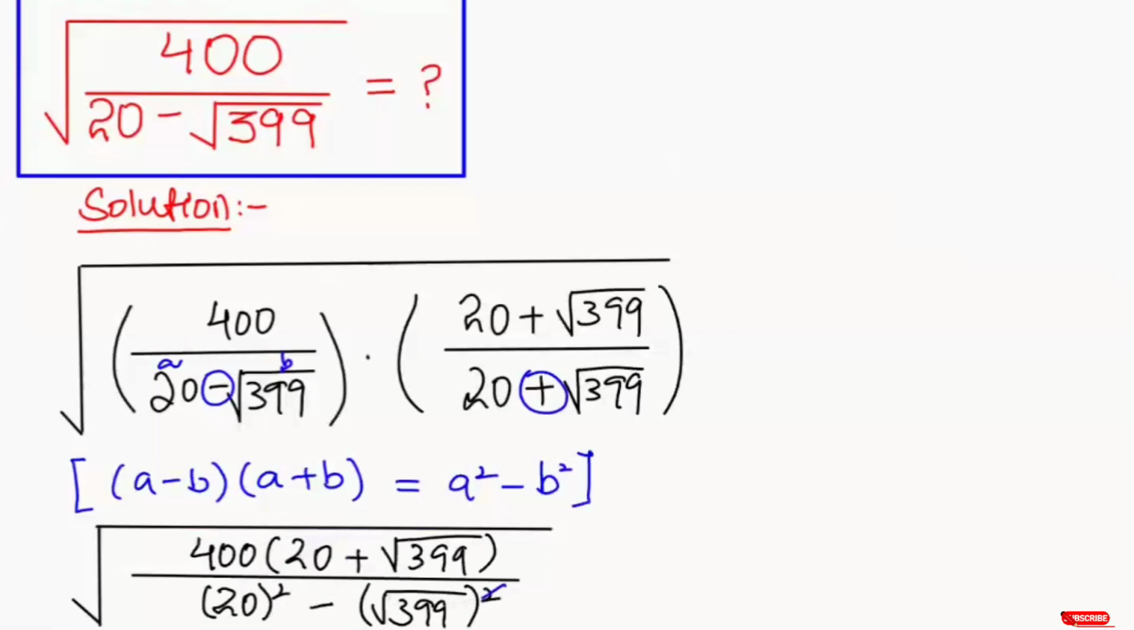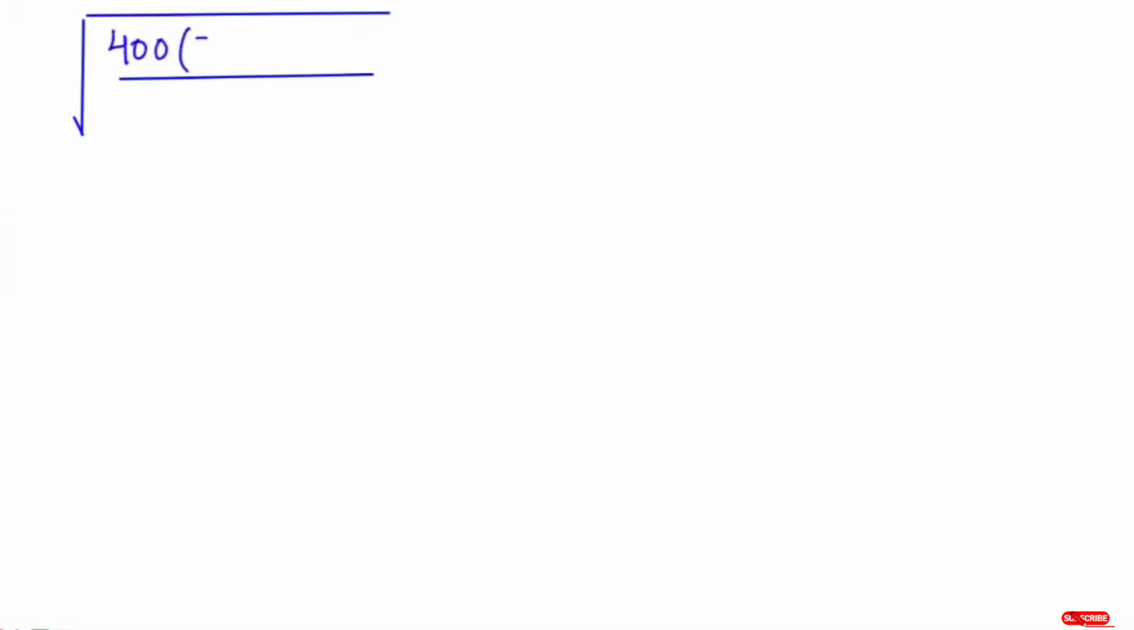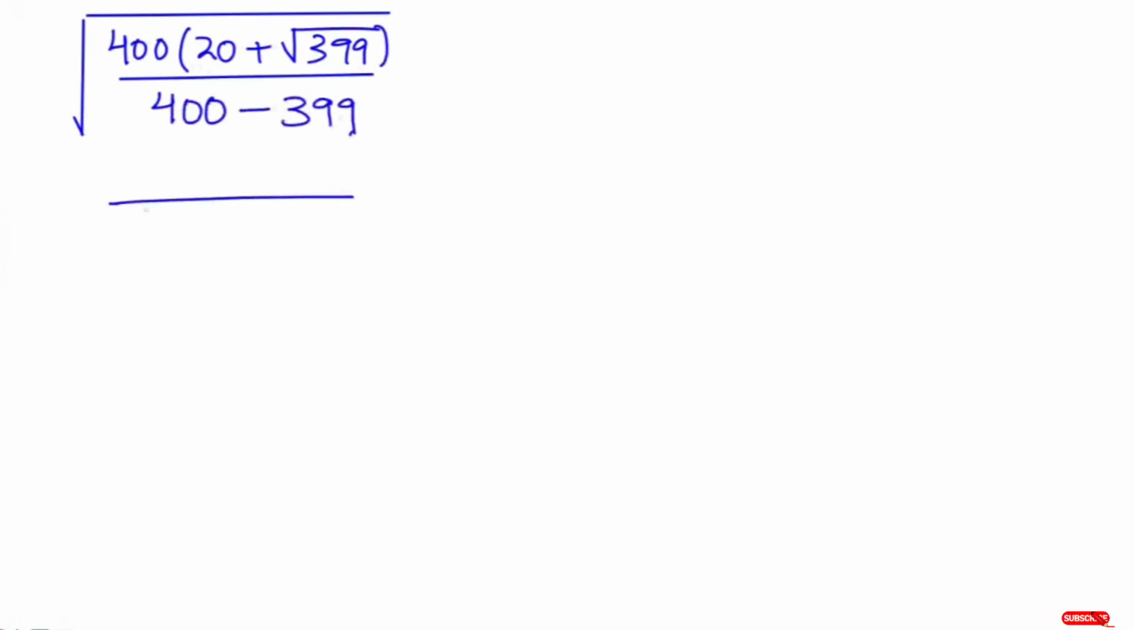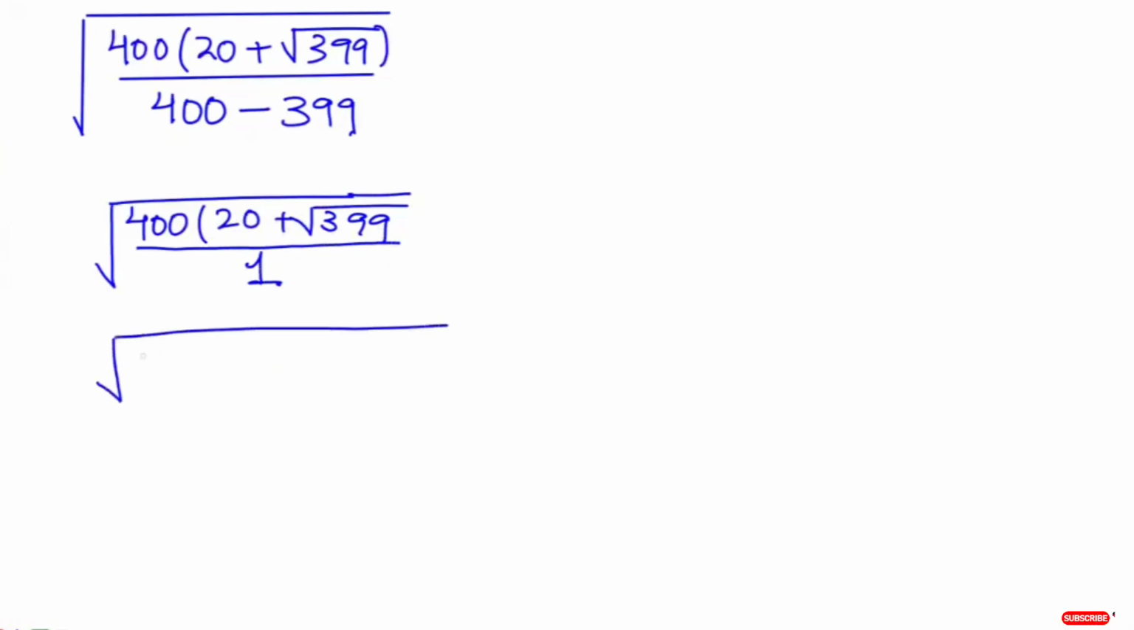Here this square and this root are going to cancel out. So the next expression we'll get is 400 times 20 plus root of 399, I'm going to write the same. And here 20 to the power of 2 is equal to 400, and 399 is remaining. So this equation turns to 400 times 20 plus root of 399 over 1, which remains. So this equation turns to 400 times 20 plus root of 399.